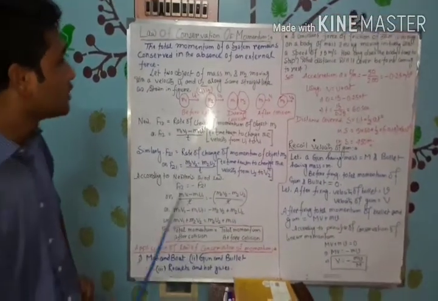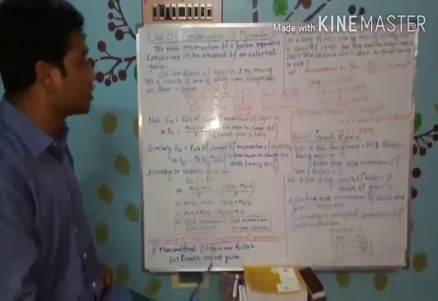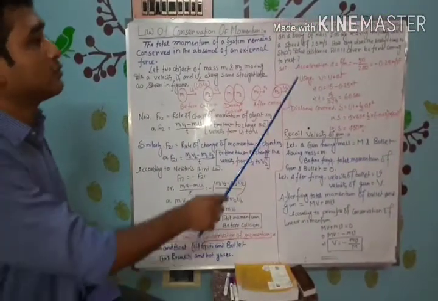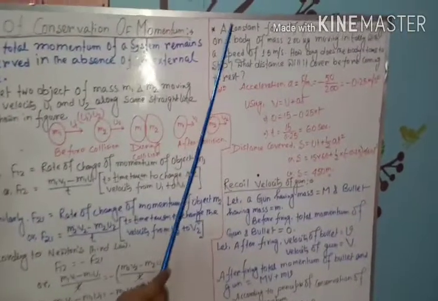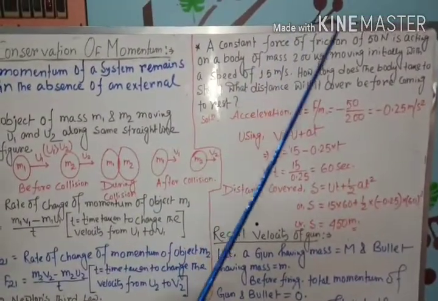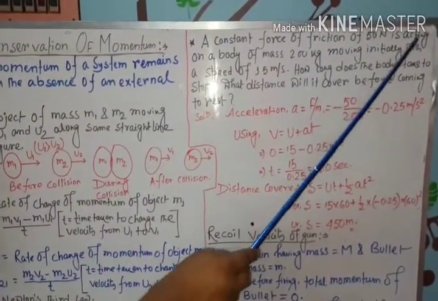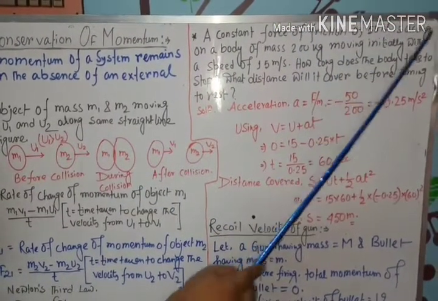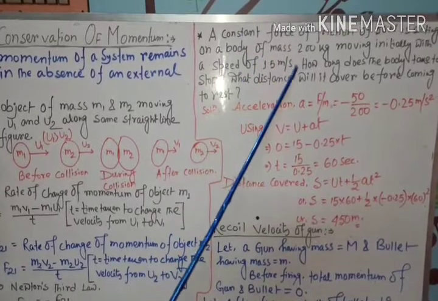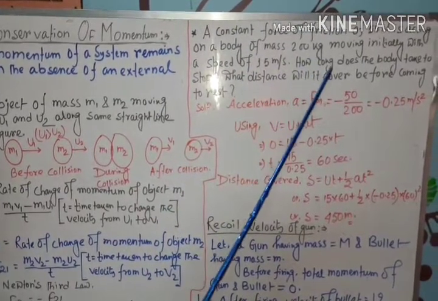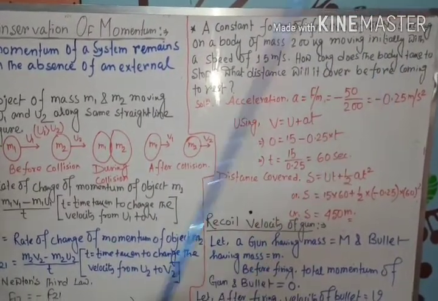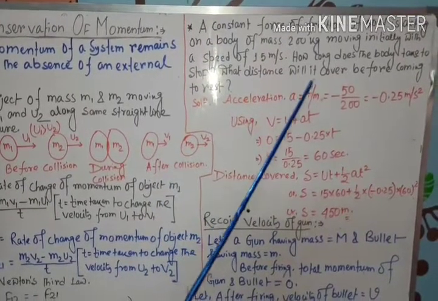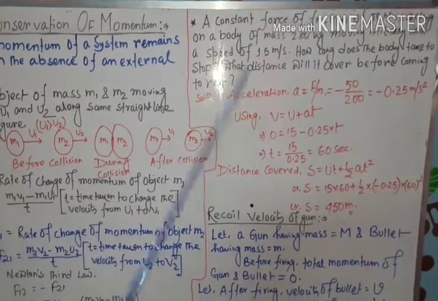Now student, this is all about the theoretical portion of this chapter. Now see, there is one numerical. A constant force of friction of 50 Newton is acting on a body of mass 200 kg, moving initially with a speed of 15 meter per second. How long does the body take to stop? What distance will it cover before coming to rest?